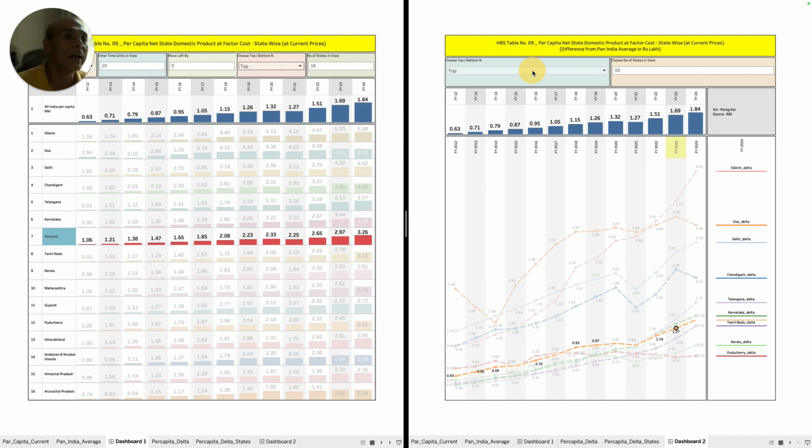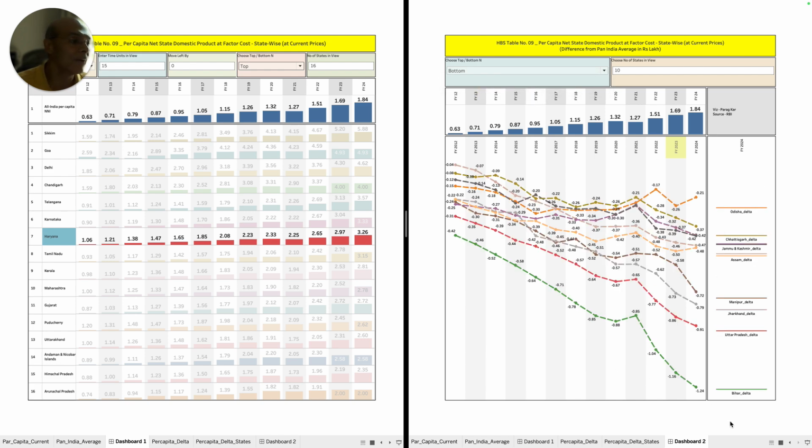So let's look at the bottom states now. If I look at the bottom states, you will find that Bihar is at the lowest pedestal. Can you see that? Bihar is right here. It is minus 1.24, and the numbers have been going miserably down. You see, minus 0.42, it was minus 0.2, and it is sharply going down, which is a matter of great concern. There is a severe problem in Bihar.